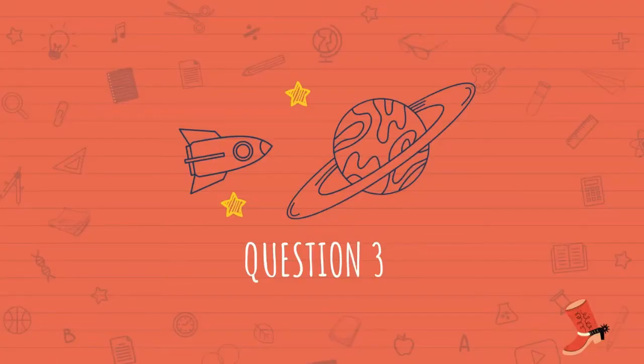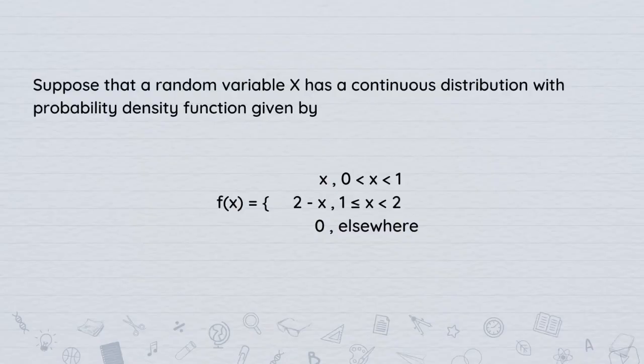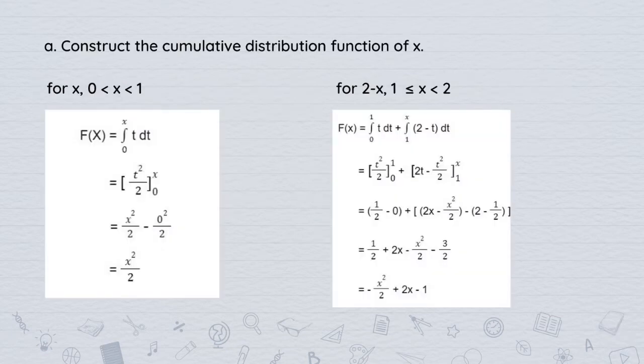Okay, next let's look at question 3. Suppose that a random variable x has a continuous distribution with probability density function given by f(x) equals x, 2 minus x, and 0. The first question, construct the cumulative distribution function of x.